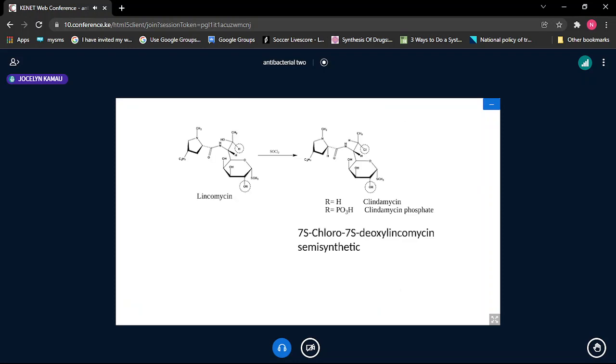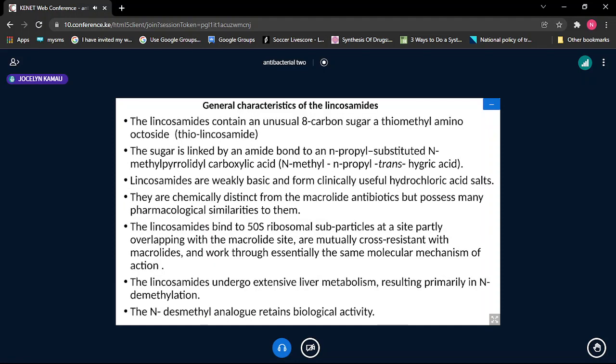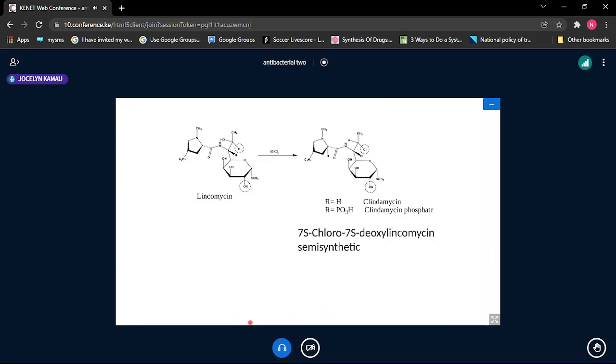So that sugar, the thiomethyl octoside, is joined to this, which we call hydric acid. So this is joined to this group through an amide bond, and that's an amide bond. So I had already explained that. I'm just going back so that we can understand. So the sugar is linked by an amide bond to an N-propyl substituted N-methyl pyrrolidyl carboxylic acid.